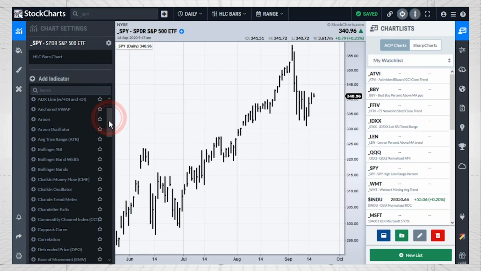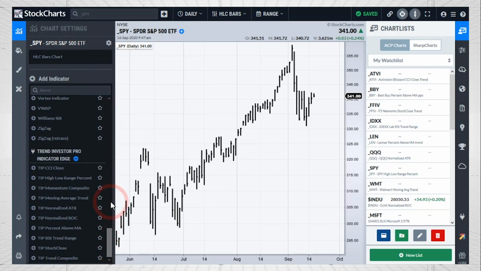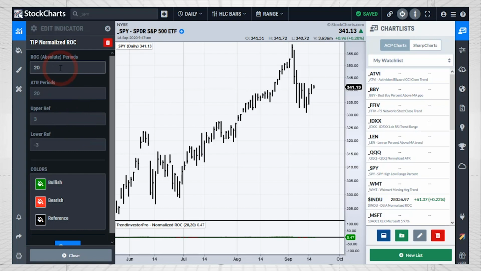You'll scroll down, and at the bottom you'll see your plugins that are available. I'm going to choose Normalized ROC. The default period is 20 days, and this is the absolute rate of change over 20 days. So it's the close minus the close 20 days ago, and then you divide that by the 20-day ATR. What that does is it relativizes that rate of change. It puts it into perspective, and that can be compared against other indexes or stocks or ETFs.